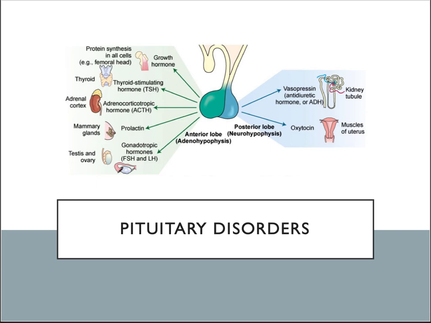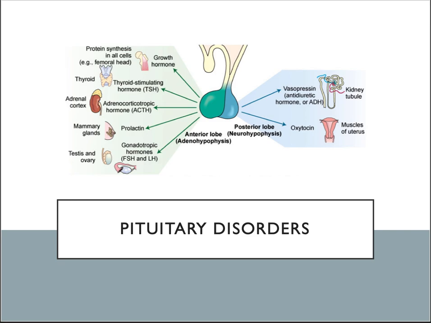Remember that your growth hormone is secreted continuously as a child and into puberty because we grow, right? But it is not supposed to keep being secreted in such high levels as we hit adulthood. TSH, our thyroid stimulating hormone, stimulates the thyroid gland to secrete T3 and T4. ACTH stimulates the adrenal cortex to release cortisol. Prolactin stimulates the mammary glands, and our gonadotropic hormones stimulate the testes and the ovaries.